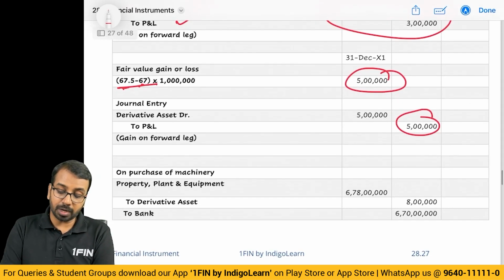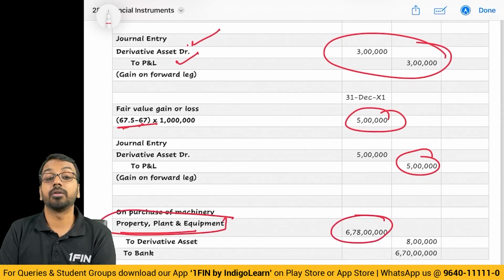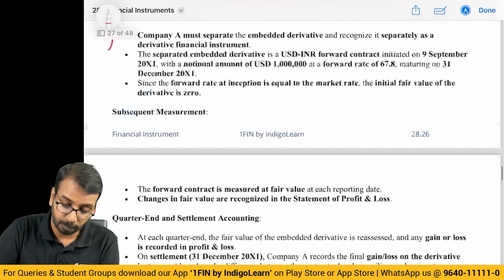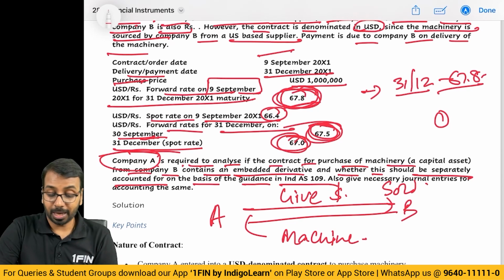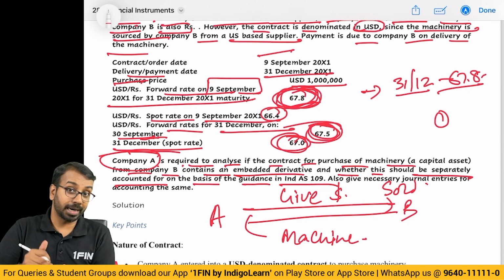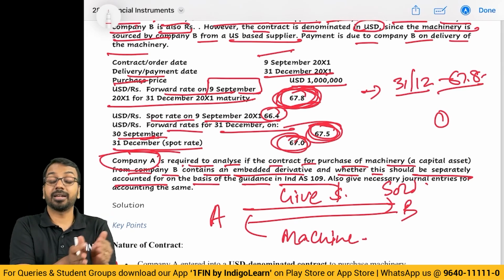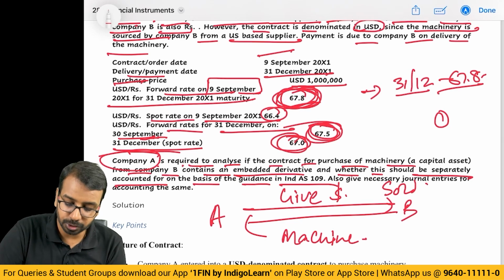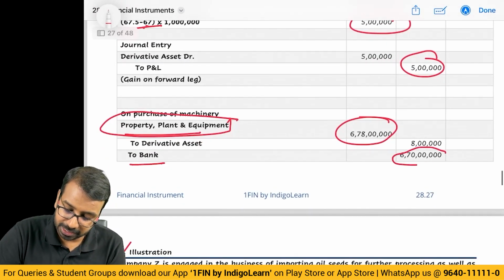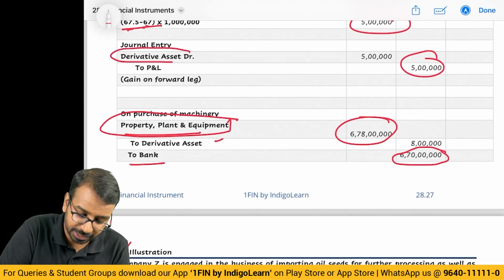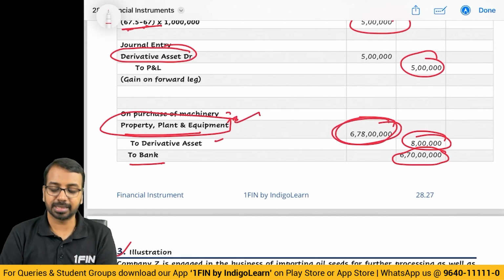Then at what value will I record the purchase of machinery? Property, plant and equipment will be recorded using the forward rate, that is 67.8. Because if I am buying, I am expecting a cash outflow and I would have taken a forward contract for that future cash outflow. To the bank, I will have to pay only 67 lakhs. The difference is basically the realization of this derivative asset of 8 lakhs, and hence PPE is recorded at 67.8 lakhs.